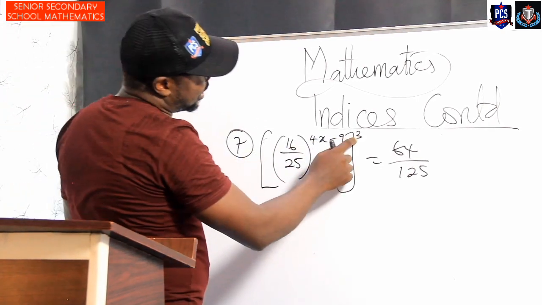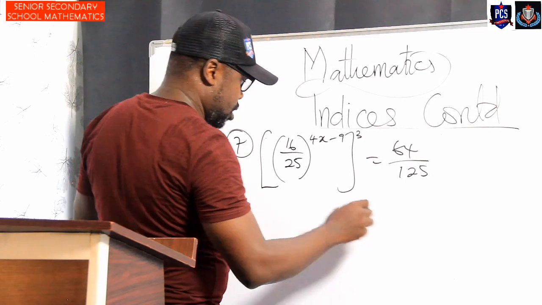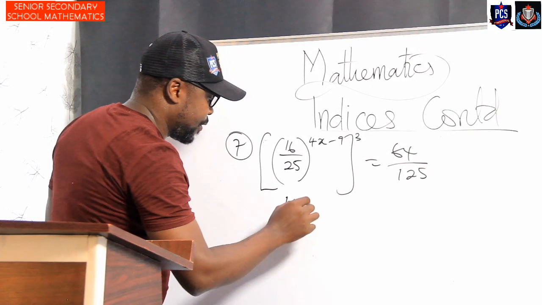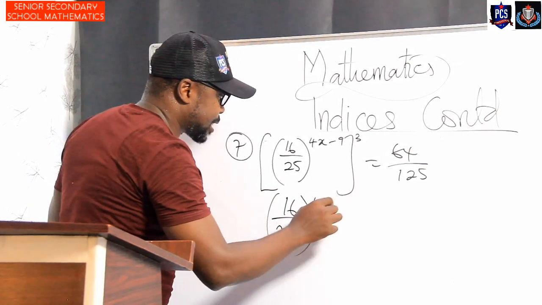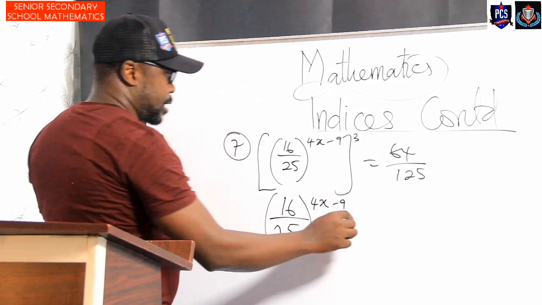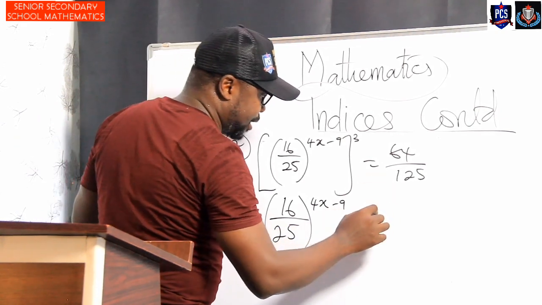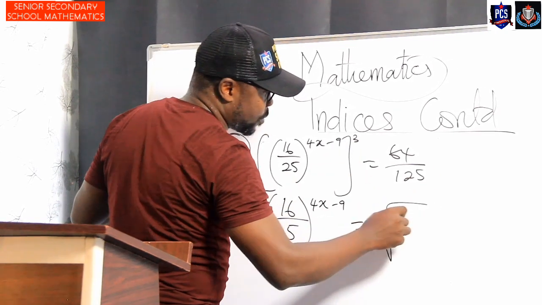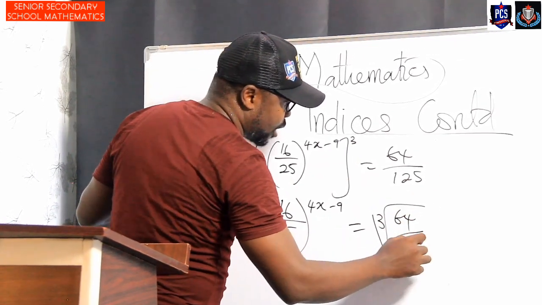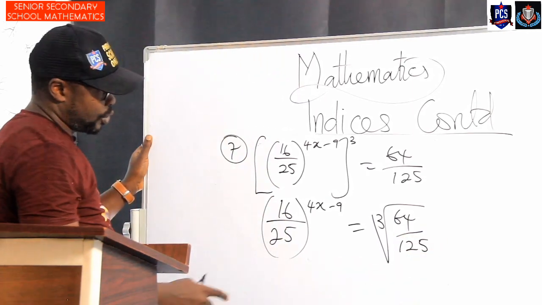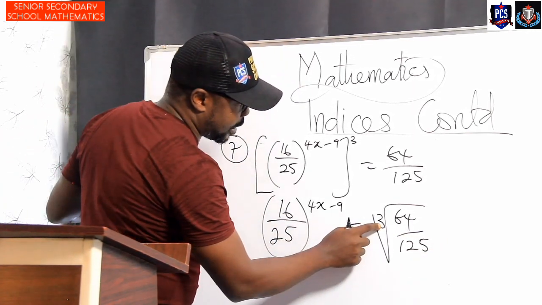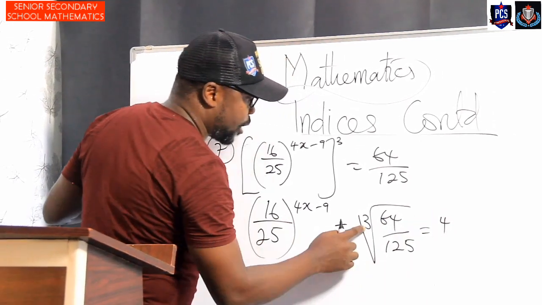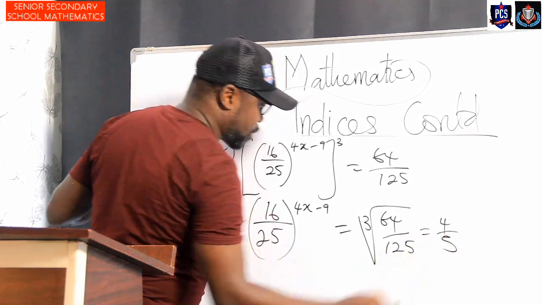Then when we take 3 over to this side, we write 16 over 25 raised to power 4x minus 9 is equal to the third root of 64 over 125, because this is raised to power 3, and if it crosses over to this side, it becomes the third root. So the third root of 64 should give us what? 4. The third root of 125 should give us 5.